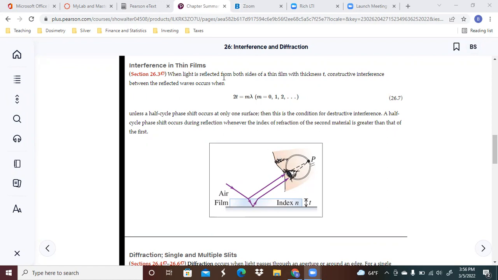So when light is reflected from both sides of a thin film with thickness T, then constructive interference between the reflected waves occurs when this happens. Unless a half cycle phase shift occurs at only one surface, then this is the condition for destructive interference. A half cycle phase shift occurs during reflection when the index of refraction of the second material is greater than that of the first.